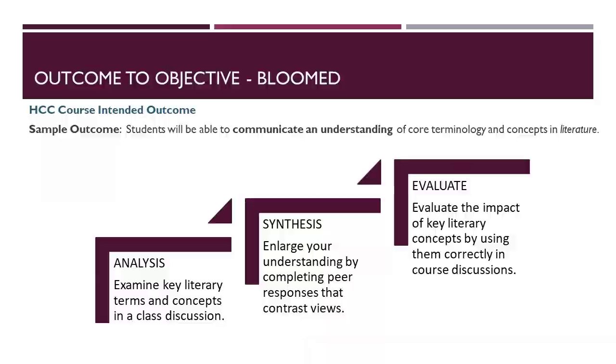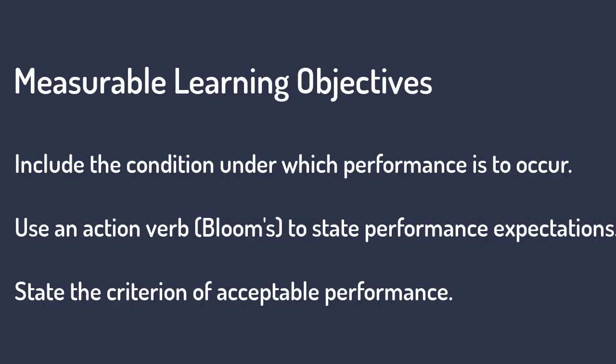So to restate, as we're moving from outcomes to objectives, we want our learning objectives to be measurable, and they should include the conditions under which performance is to occur, use an action verb to state our expectations of their performance, and also the criteria of acceptable performance. And a wonderful taxonomy to use to create those measurable learning objectives is Bloom's.